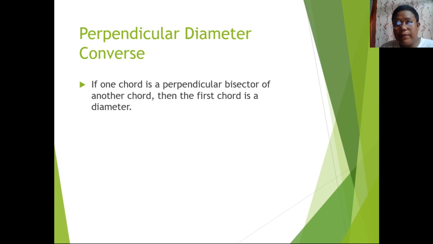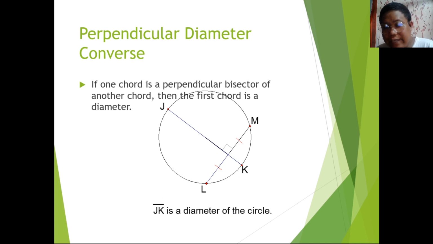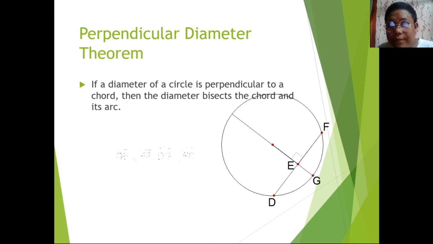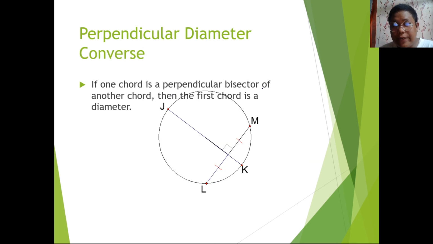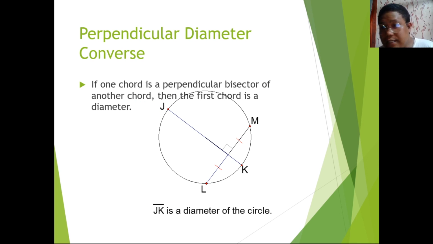Let's have the perpendicular diameter converse. If one chord is a perpendicular bisector of another chord, then the first chord is a diameter. JK is a diameter of the circle. So it is related to the perpendicular diameter theorem. Again, if one chord is a perpendicular bisector of another chord, then the first chord is a diameter. Here, segment JK is the diameter of the circle. If this is the diameter, it is a perpendicular bisector of another chord, this one, the chord LM.